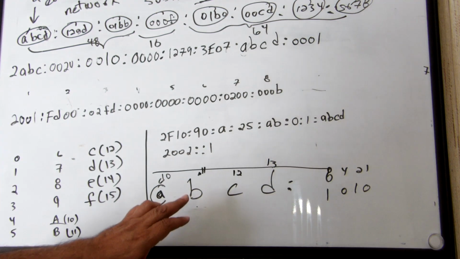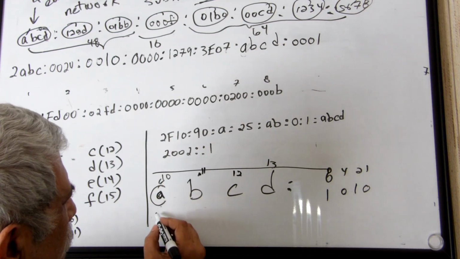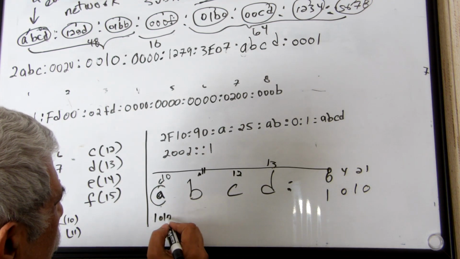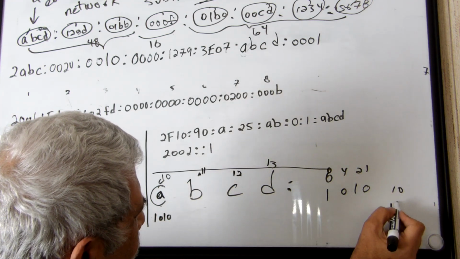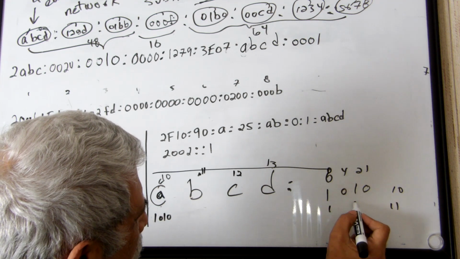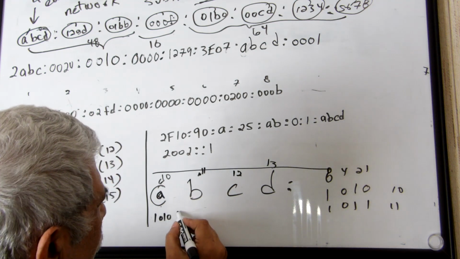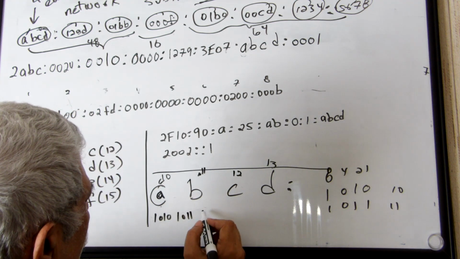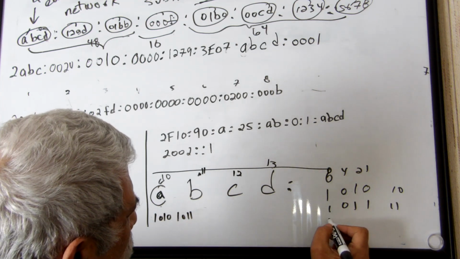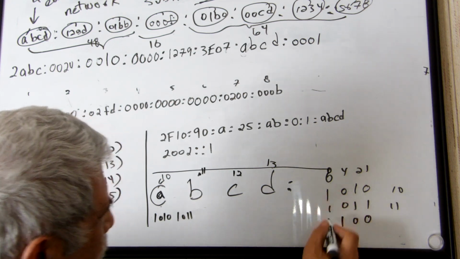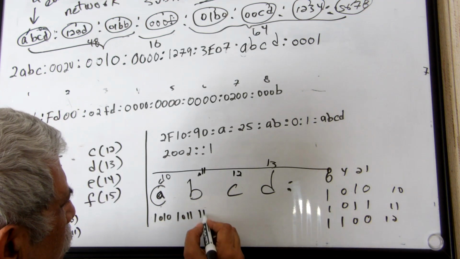Now, A is 1, 0, 1, 0. B is 11. 11 is 8 plus 2 plus 1, so it's going to be 1, 0, 1, 1. And C is going to be 12. So 8 plus 4 is 12, so it's going to be 1, 1, 0, 0.